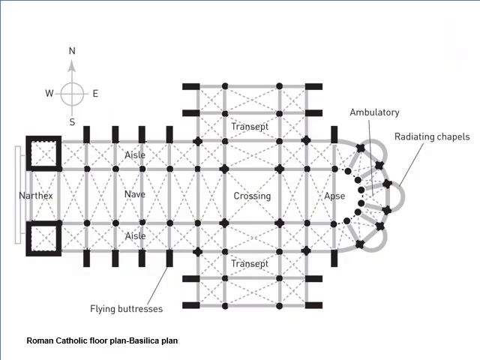Here's the floor plan of a Roman Catholic, a Western Gothic cathedral. You'll just want to be able to know these terms. The largest area, of course, is the nave, and that's where all the parishioners, or the people, stand while they're waiting for communion or during service. That's the largest area.